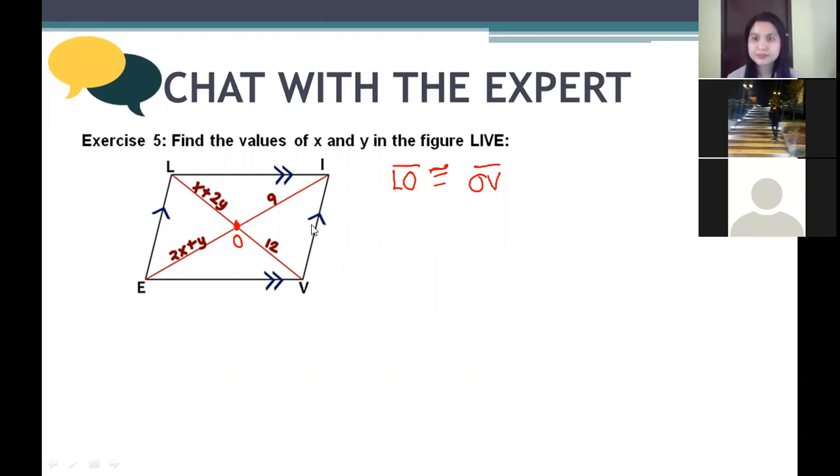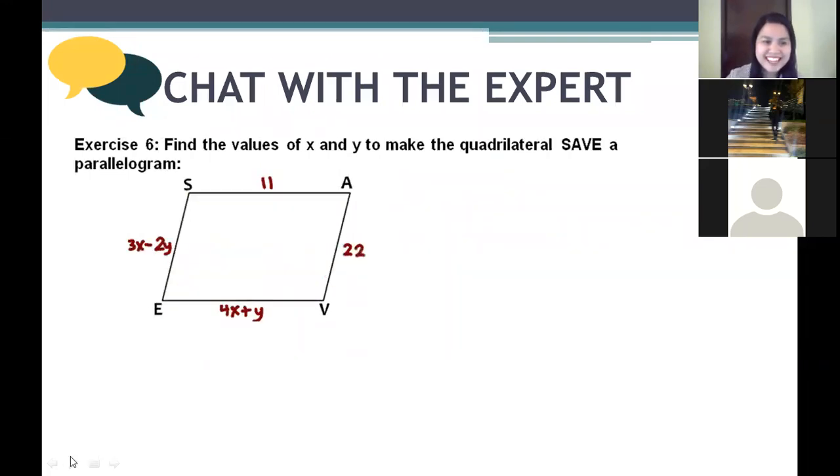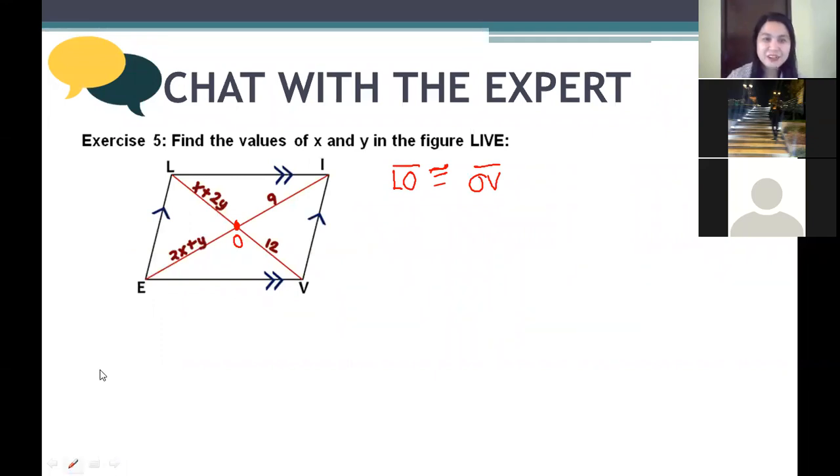The diagonals of a parallelogram bisect each other. Very good. That is the theorem that supports. So we have LO. Let me now solve. LO is x plus 2y. OV is 12. So we just have x plus 2y equals 12. That's it. That's the first one.